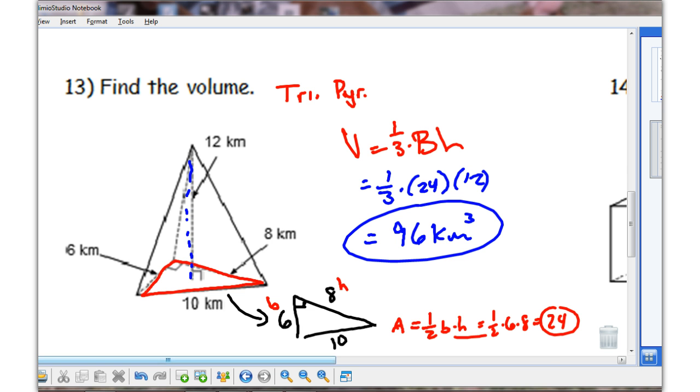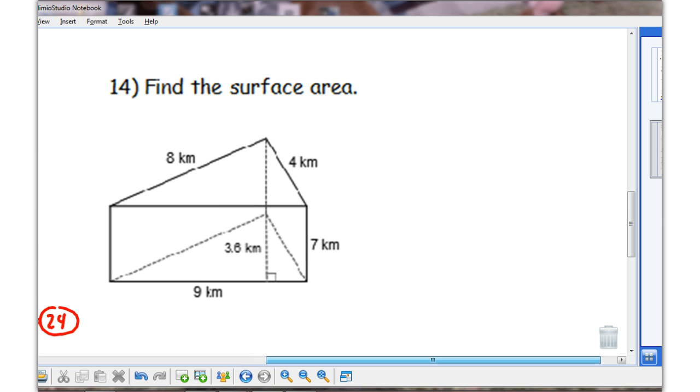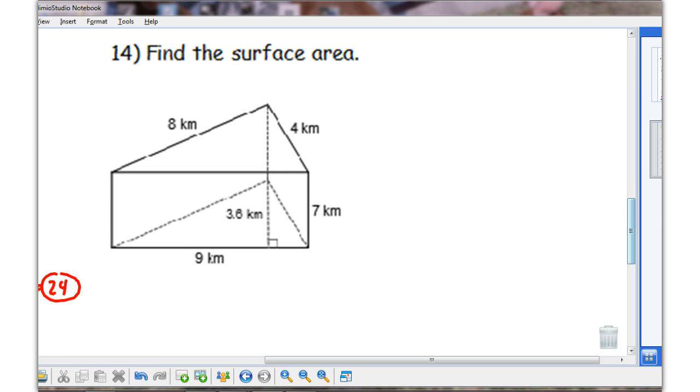Alright, that was 13. Number 14. Surface area. Before you start this one, list how many sides there are. If you just did what I did, you probably made a mistake that's pretty common. If you think about how many sides there are on a triangular prism, we have 2 triangles, top and bottom, and there's only 3 rectangles going around the outside. So there's actually only 5. We have 2 triangles and 3 rectangles.